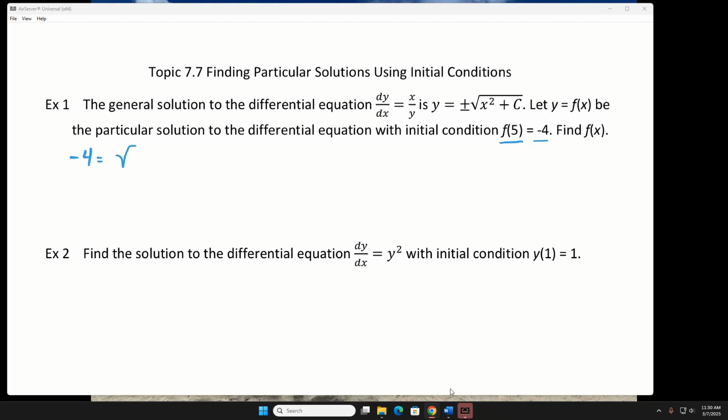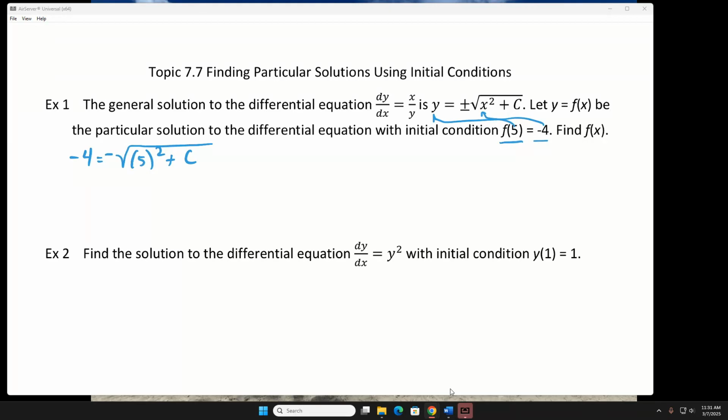Now, when you give a particular solution, you don't give the positive and negative answer, you just give one or the other. And so when you look at this, negative 4 obviously has to equal a negative square root. So the value of positive or negative of the initial condition is going to tell you if you're going to do the positive or negative square root. So in this case, we have to do the negative square root, and then we're going to put 5 in for x.